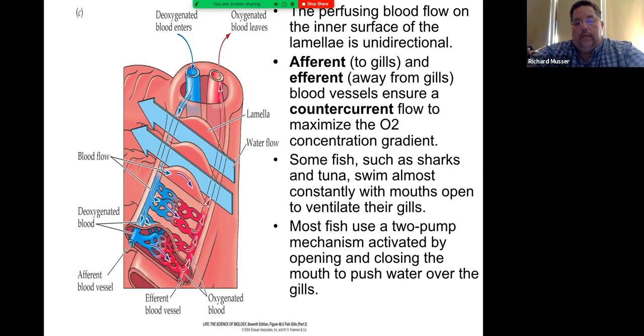And so again, this maximizes the ability to pull as much oxygen out of the water as possible. Some fish, as I mentioned before, have a two-pump mechanism, which can allow their mouths to open and pump the water across the gills. But other fish, such as sharks and tunas, must have their mouths open to ventilate their gills constantly.